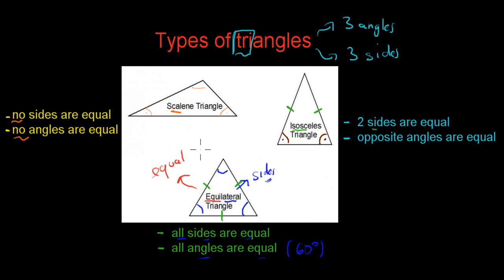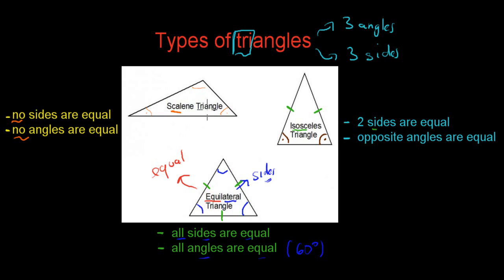Right? So remember, equilateral triangle is where all sides are equal. And also that means that all angles are equal. For an isosceles triangle, you're going to have 2 sides that are equal, which are going to be the ones that are opposites of each other. And then also the opposite angles are equal. These 2 angles are the same.